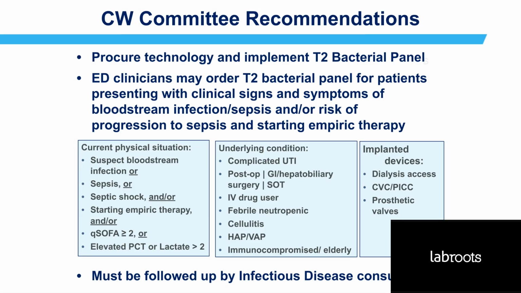The value of the T2, shown here is the recommendations from our Choosing Wisely committee, and we chose to target high-risk patients who are presenting to the emergency room. So to start off our journey at our institution, ED clinicians may order a T2 bacterial panel for patients who are presenting with clinical signs and symptoms of bloodstream infection and/or sepsis, or at risk of progression to sepsis and starting empiric therapy. That also must be followed up by infectious disease consultation.